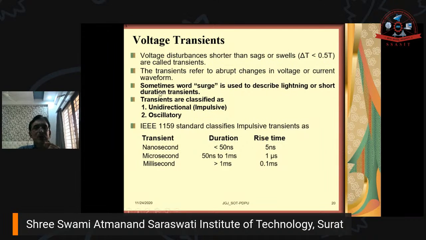So I have written this. This is as per the IEEE. Sometimes the word surge is used to describe lightning or a short duration transient, right? So transients can be classified as unidirectional, meaning impulsive, and oscillatory transients.